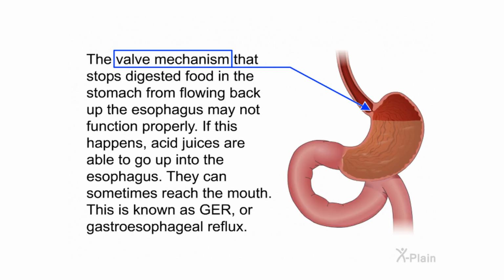The valve mechanism that stops digested food in the stomach from flowing back up the esophagus may not function properly. If this happens, acid juices are able to go up into the esophagus. They can sometimes reach the mouth. This is known as GER, or gastroesophageal reflux.